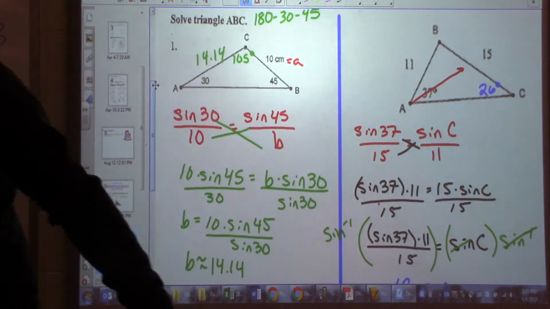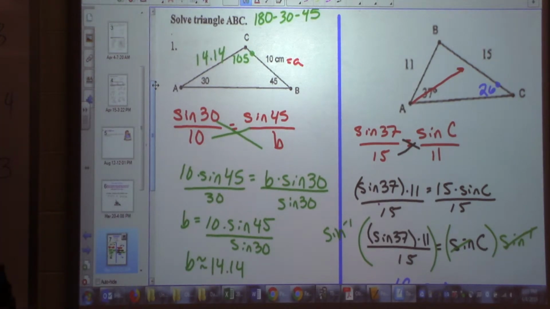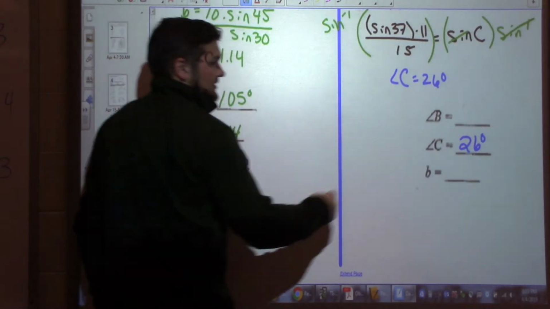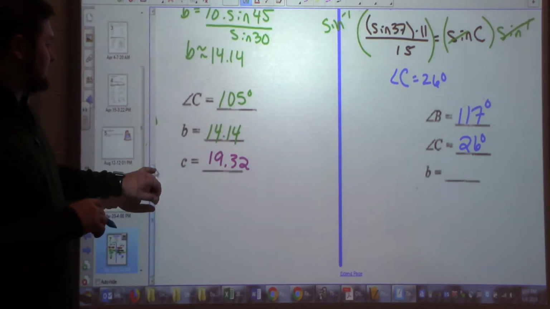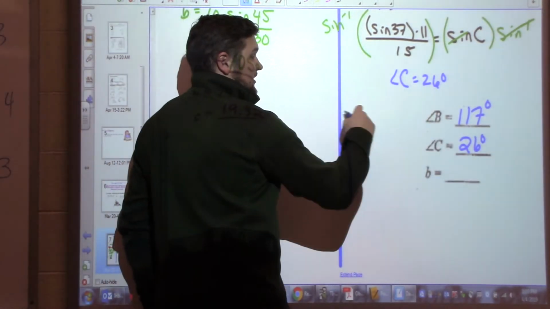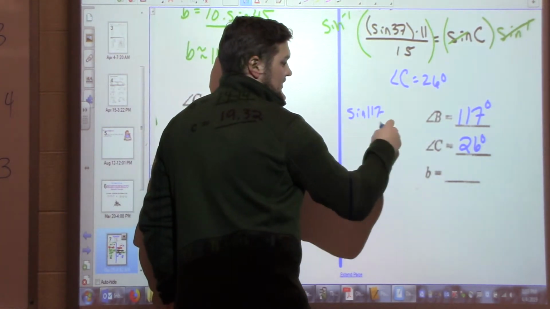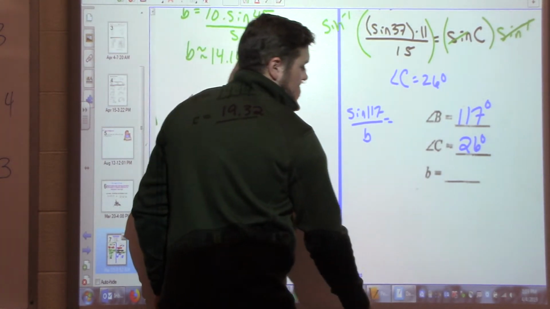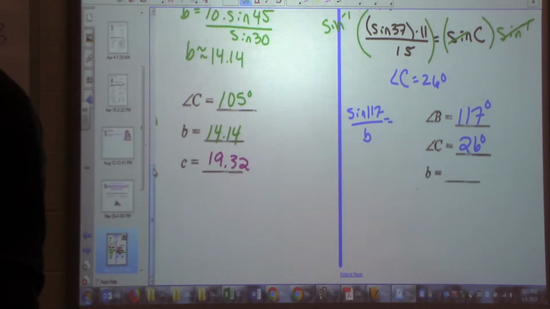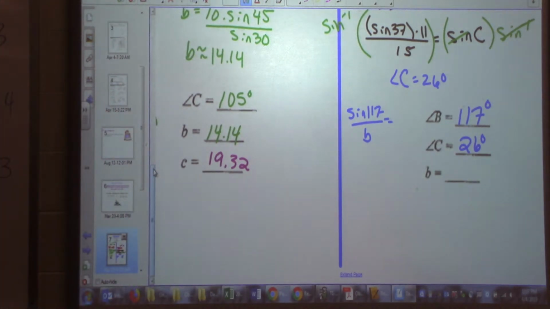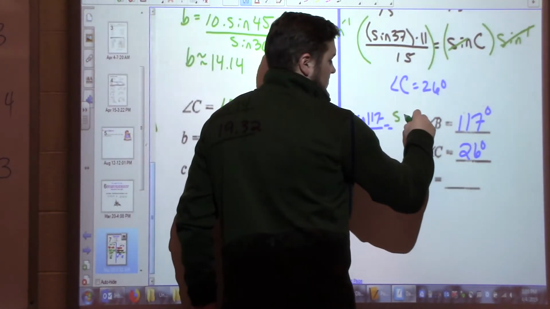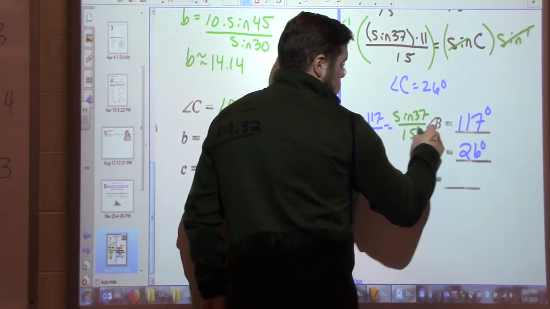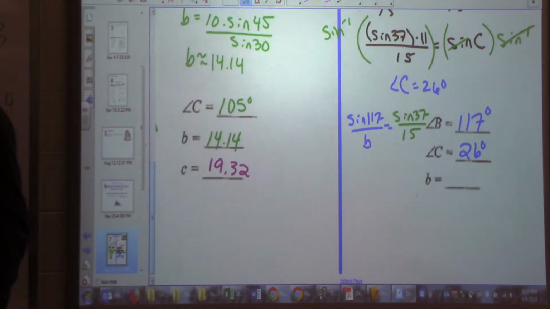Alright, so angle B we got to be what? Noah, what'd you get? 117 degrees. Okay. So side B, excuse me. I know I'm going to have to use angle B, so sine of 117 over B equals. And you can pick either angle A and side A or angle C and side C. So let's just do sine of 37 over 15. And you'd cross multiply and you'd solve for B.